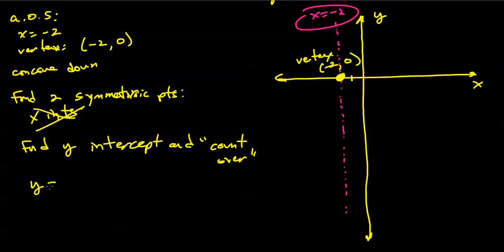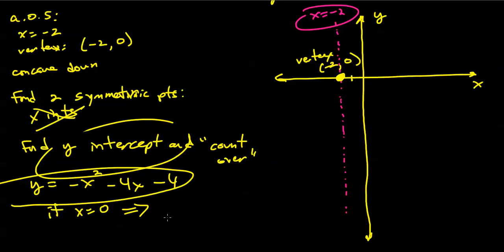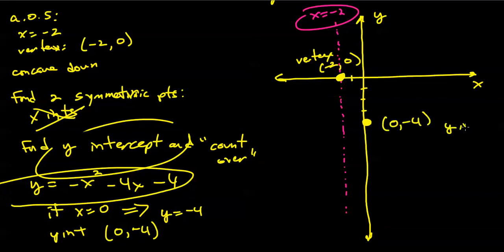Let me write down the original equation. y equals minus x squared minus 4x minus 4. To find the y-intercept, you set x equal to 0. So if x equals 0, from this equation I can discern y equals negative 4. So my y-intercept is the point 0, negative 4. So when x is 0, y is negative 4. I'll label it. That's my y-intercept.